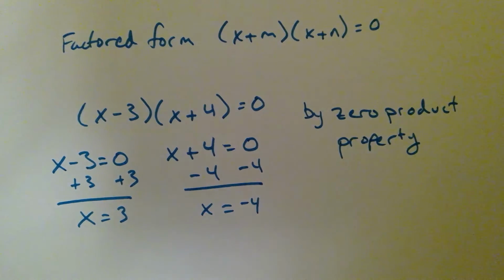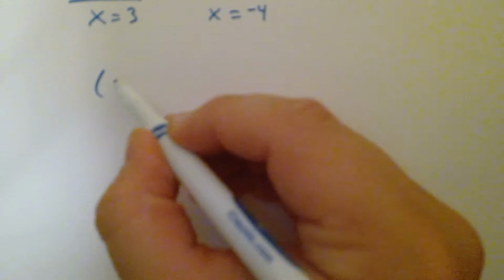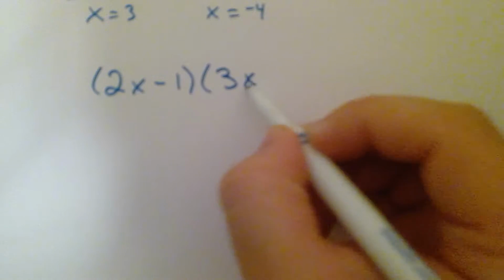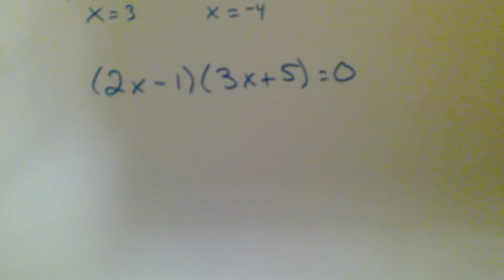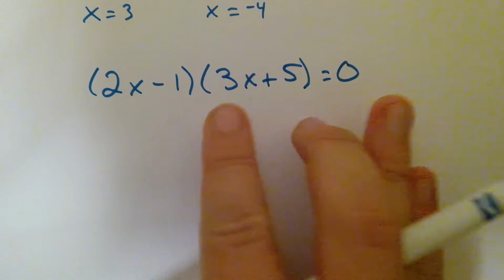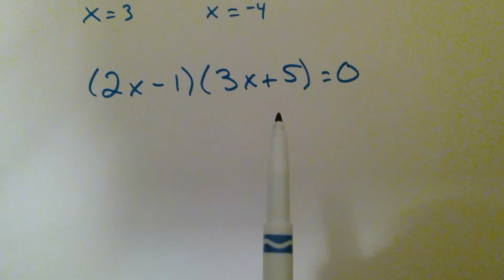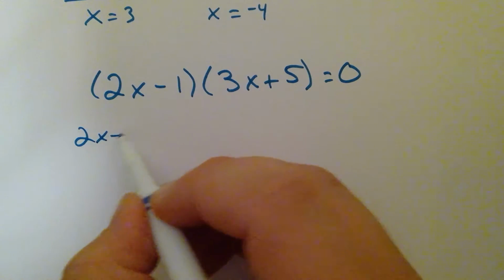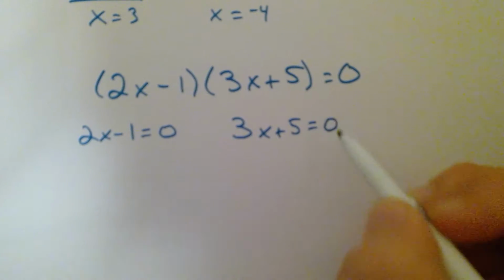Let's do another one. It was so quick, we can do another. Let's say we look at the factors 2x minus 1 times 3x plus 5 equals 0. We're in factored form. We have a group multiplied by another group, and it equals 0. So either the first group has to equal 0, or the second group has to equal 0. Let's check them both. 2x minus 1 equals 0. 3x plus 5 equals 0.